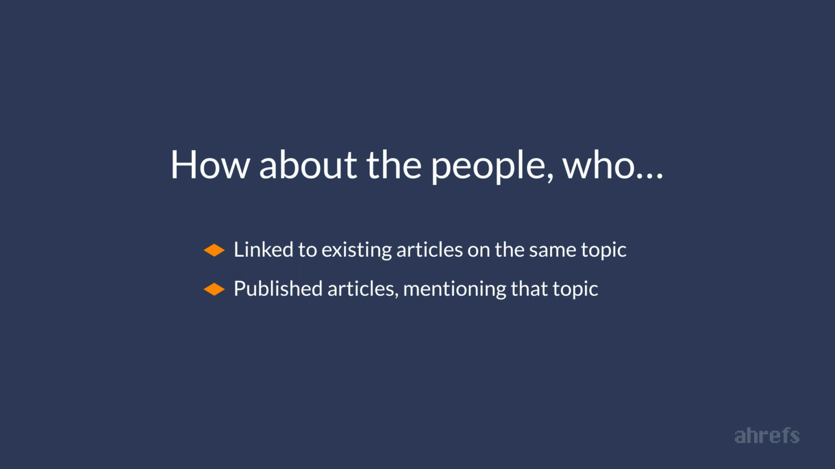Okay, so we have just covered two groups of people. Those who have linked to similar articles and those who have mentioned your topic in their articles. But if you have started outreach before, you might say that I'm missing out on one more group of people that you could reach out to. That is group number 3, people who tweeted articles on that topic.